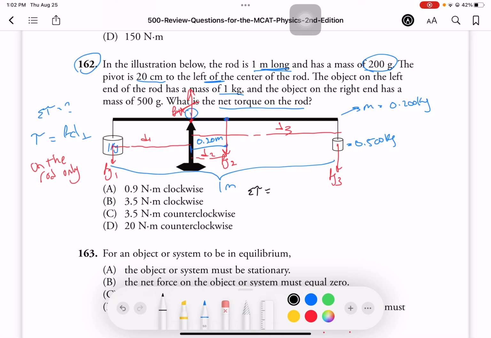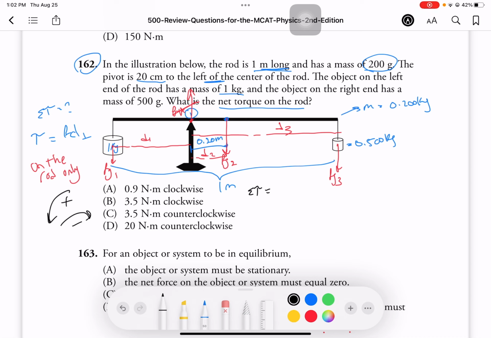I'm concerned with the net torque, so I'm not going to put in 0 here because we don't know if it's stable or not. It says net torque, so I suspect it's not going to be 0. After that, we have to figure out the directions. Going clockwise is negative, going counterclockwise is going to be positive.